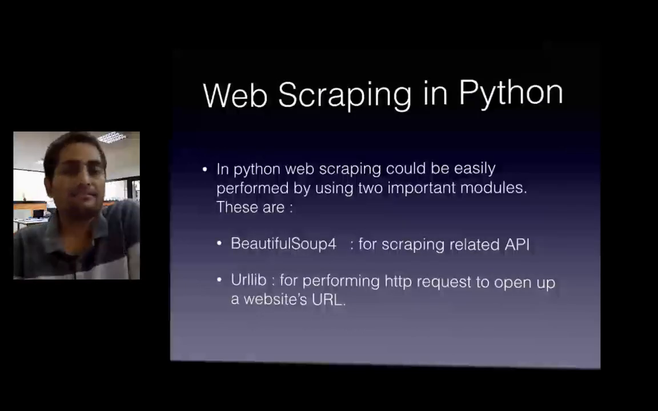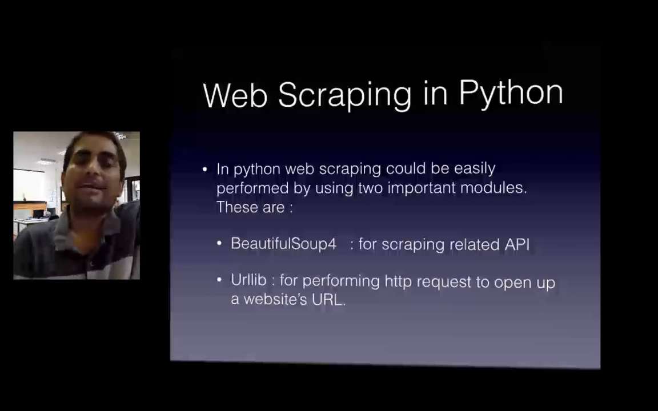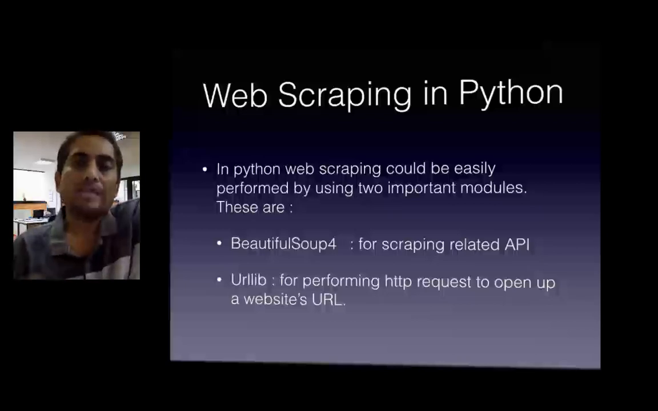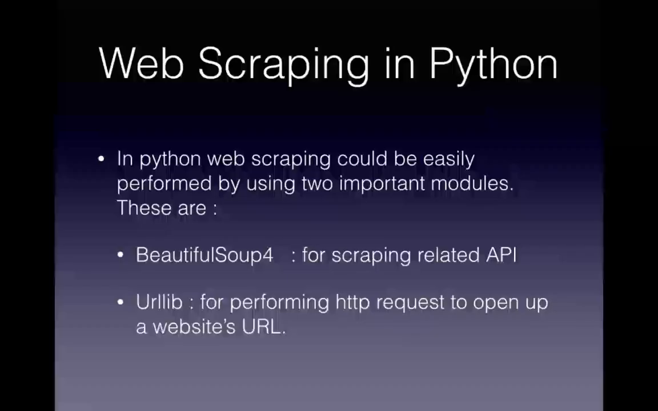Using Python we can write programs which can web scrape. So how is web scraping done in Python? Suppose I want to take out some data from a particular website, or I want to read the HTML in a website. Using Python we can do this. In Python, web scraping can be easily performed using two simple modules. There are two simple modules which can be used to scrape web pages in Python. One of them is Beautiful Soup.